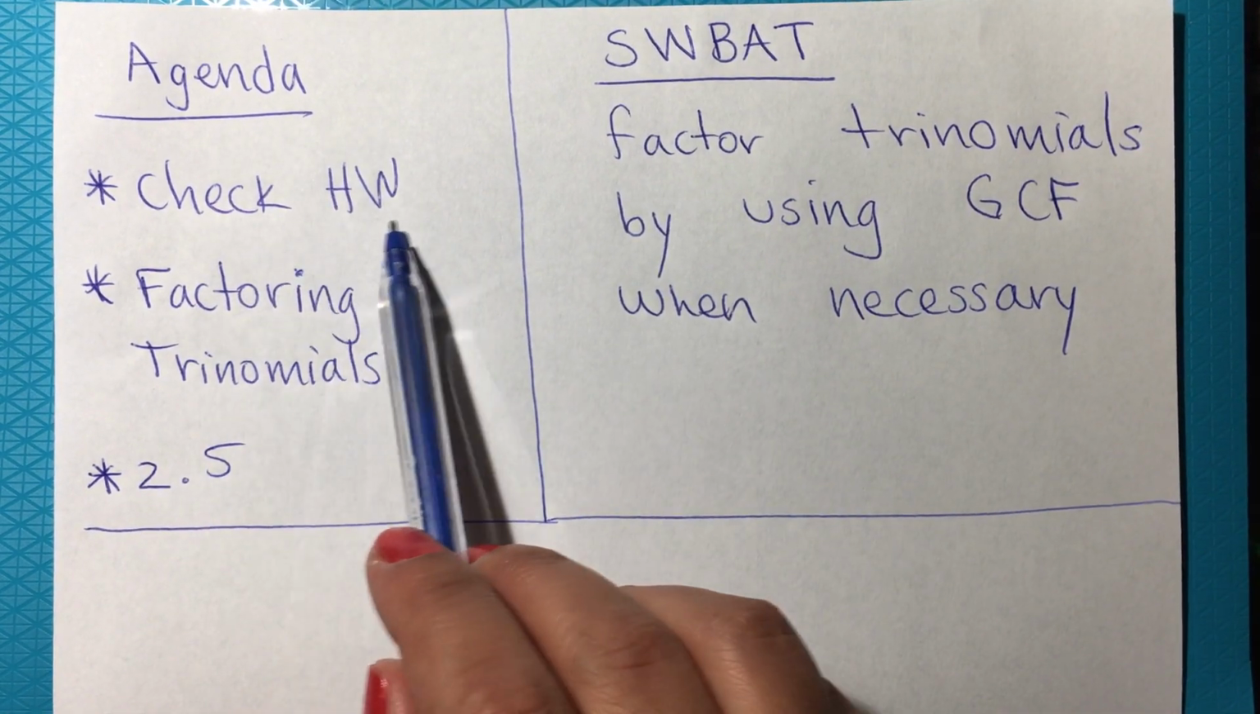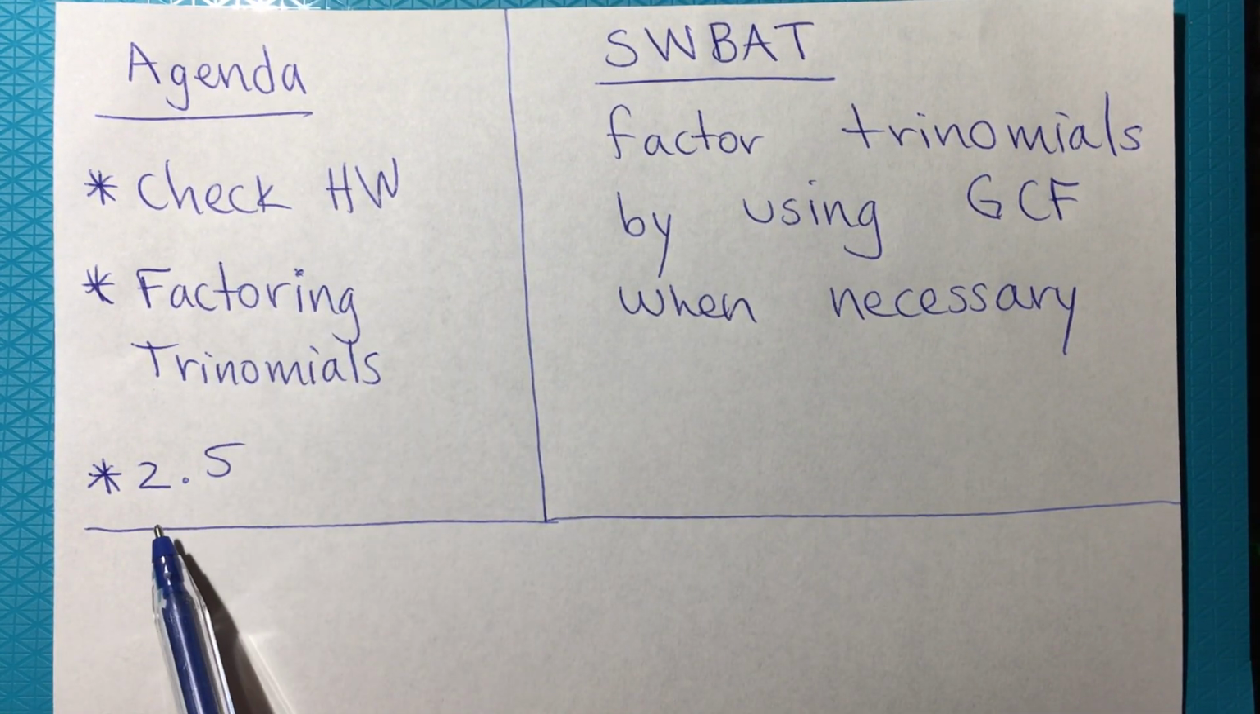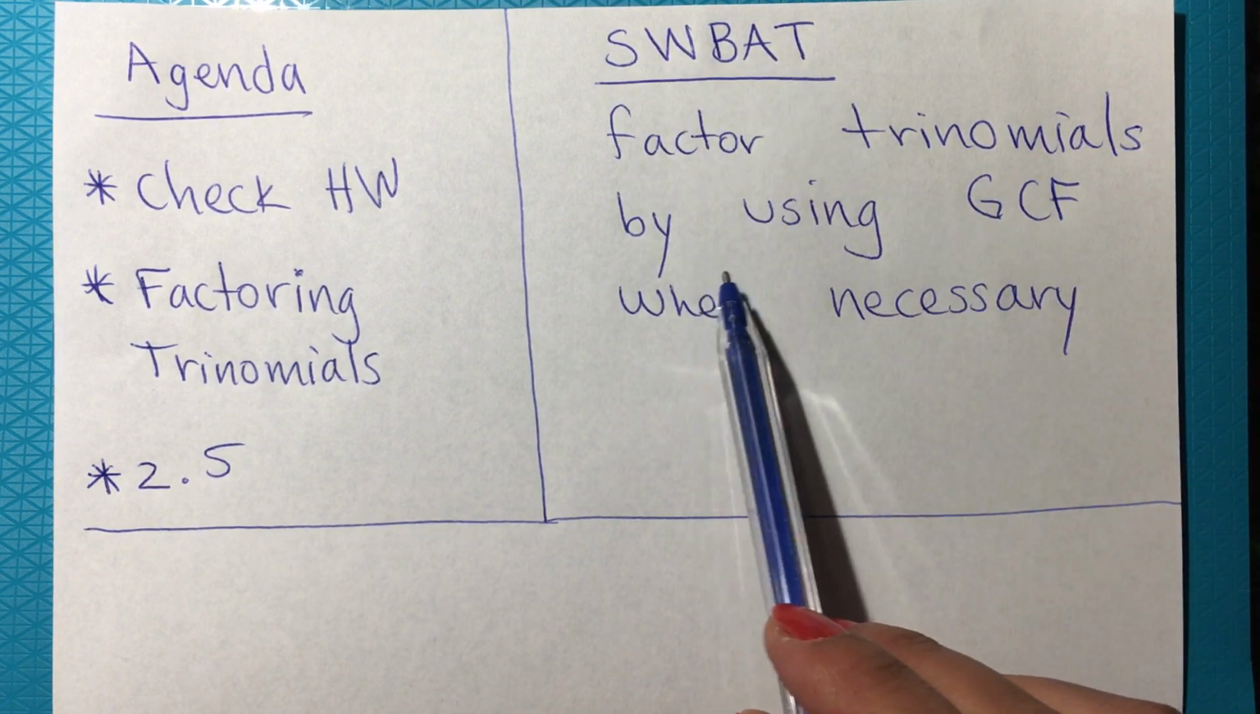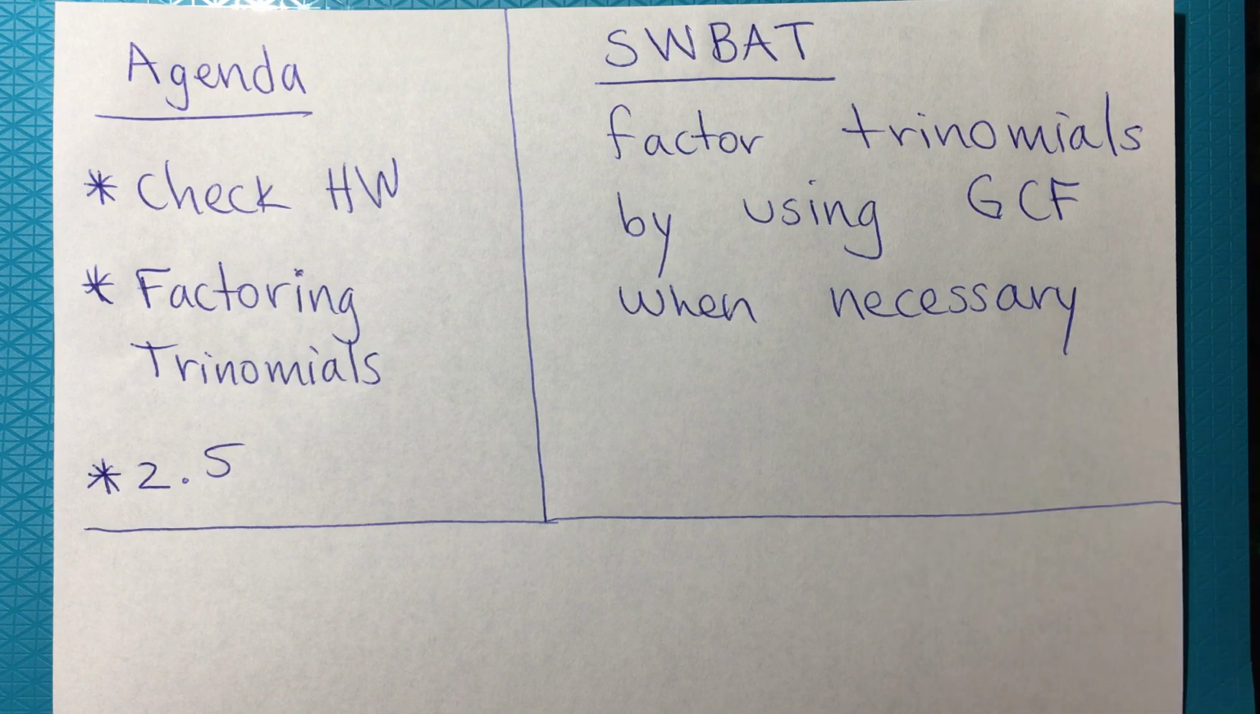Hello students, today's agenda is to check homework. We'll be factoring trinomials and you will be able to do 2.5. Today students will be able to factor trinomials by using greatest common factor when necessary.